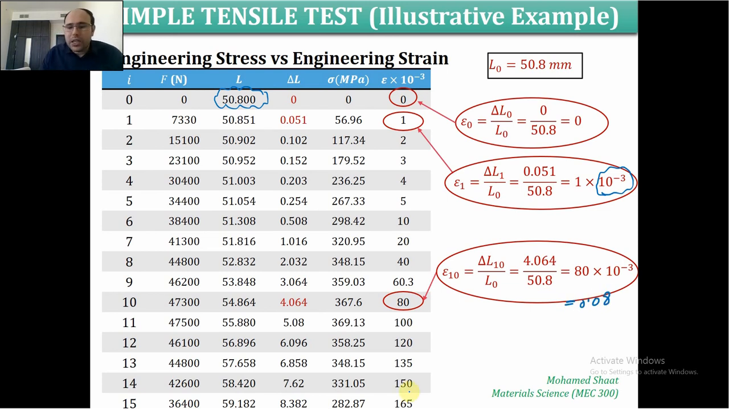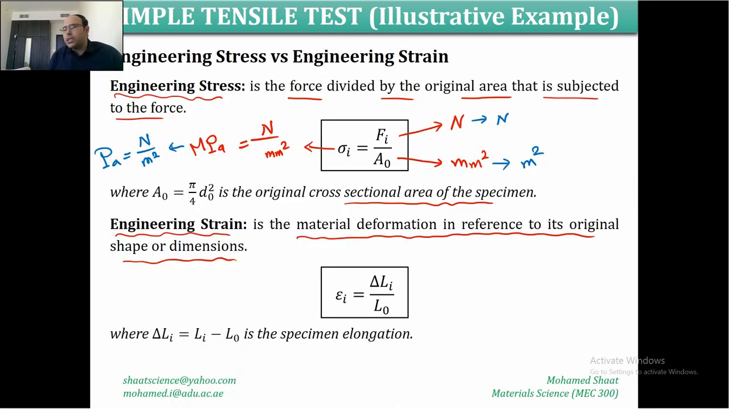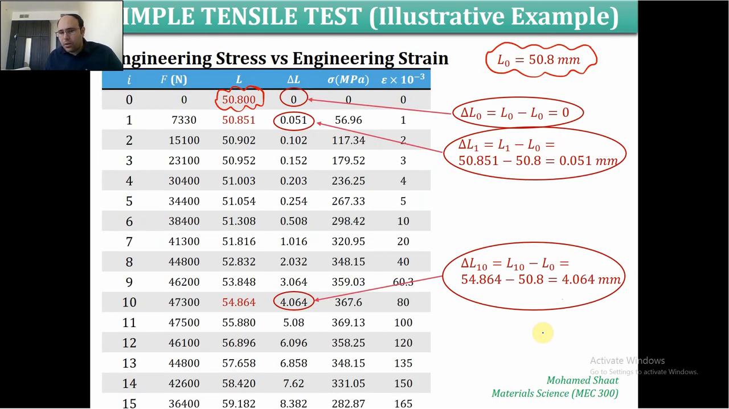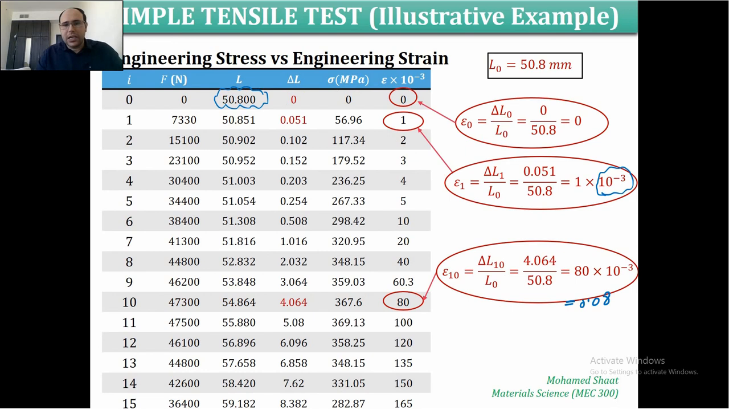The question is, what is the unit of the strain? The strain should be dimensionless, has no unit. Why has no unit? Because the elongation is in millimeter, and the original length is in millimeter as well. So if you divide millimeter by millimeter, this definitely is going to give us 1, which indicates dimensionless. It means that it has no unit. Okay, these are for the engineering stress and engineering strain.